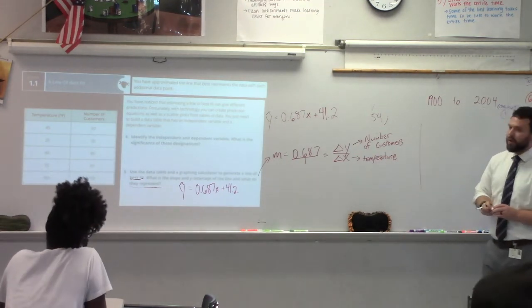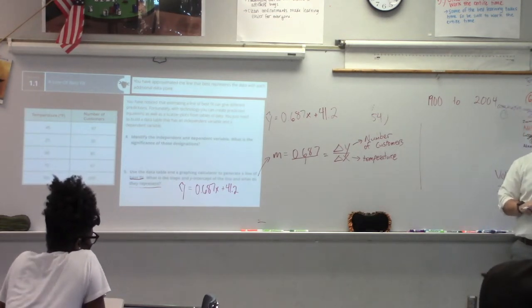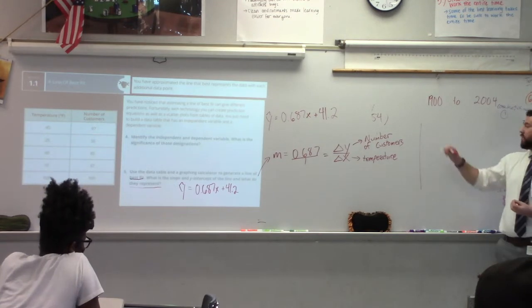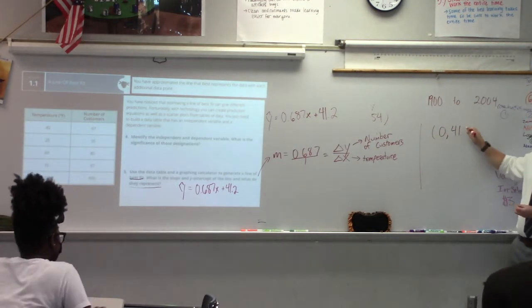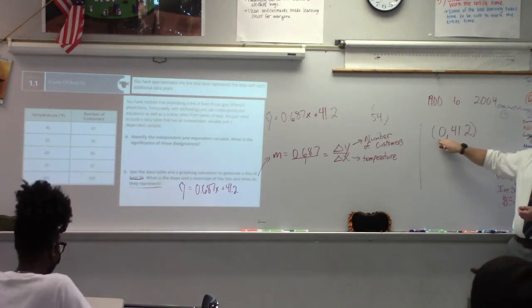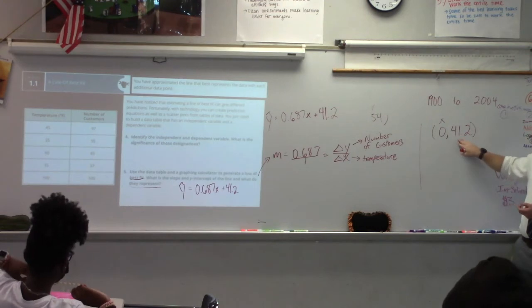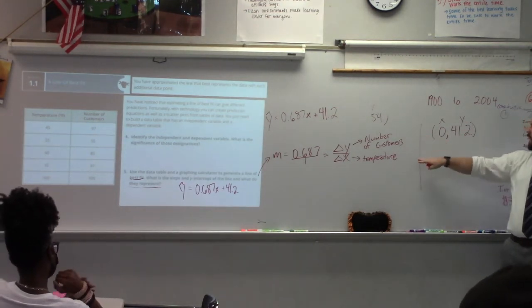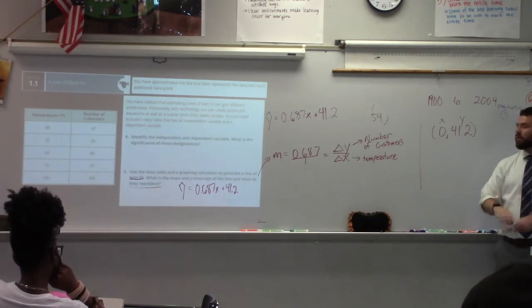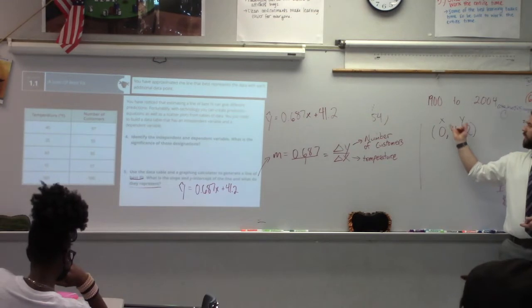But I will also point out what was the y-intercept. 41.2. Okay, but y-intercept is a point. So what is the 0, comma 41.2? And don't forget this 0, is that x or is that y? That's x. 41.2 is? And so again, still number of customers and temperature. But pay attention. This is as the variables change. Are the variables changing here? No.